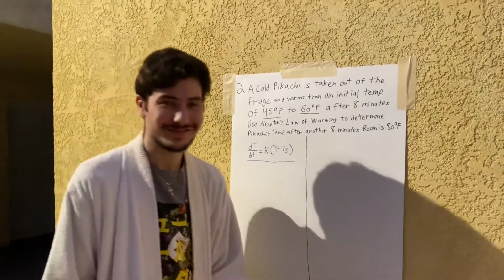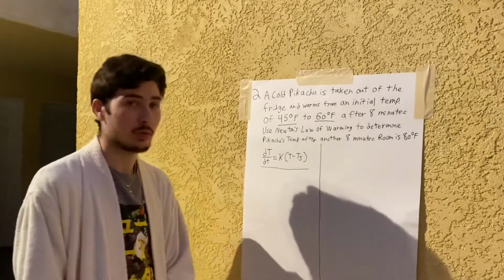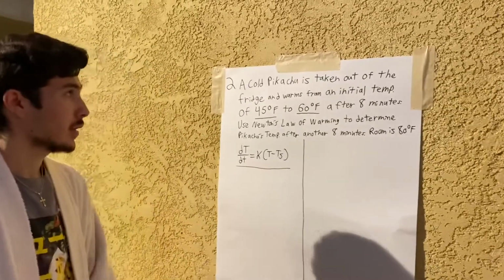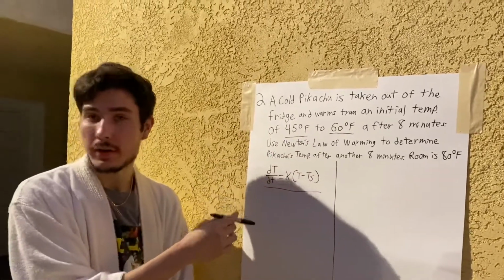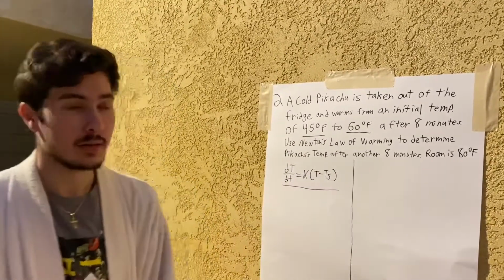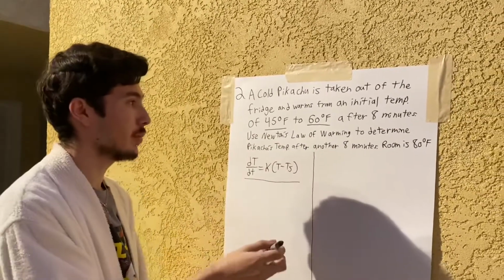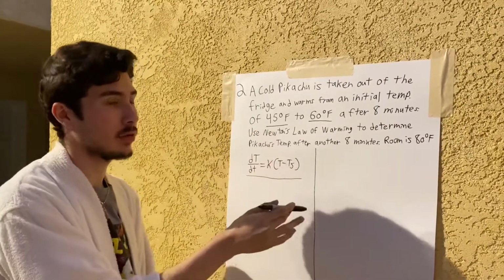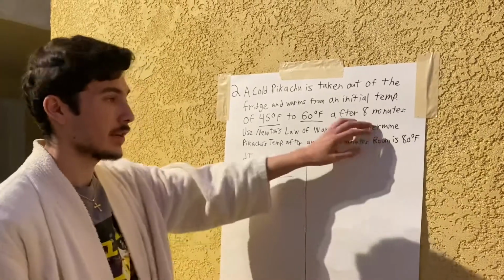I'm back. Okay, so now we're doing the same thing, just applied to an actual word problem. In this one, a cold Pikachu, sorry, I didn't know he was going to be here today, is taken out of the fridge and warms from an initial temperature of 45 degrees to 60 degrees. The room is at 80 degrees, and this is all happening in 8 minutes.